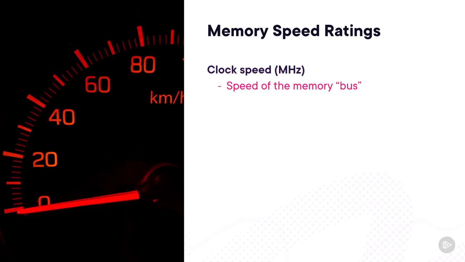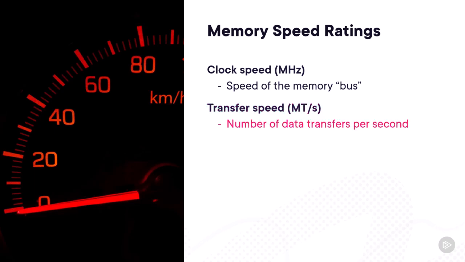Now finally, we need to explain a little bit about how memory speed is measured. The bad news is that there are 3 measurements commonly used by RAM manufacturers. The first is clock speed, which is the rated speed of the memory bus. A bus is just a communications pathway. This value is usually given in megahertz, or millions of cycles per second. Transfer speed, with the unit of mega transfers per second, measures how many actual data transfers occur per second.